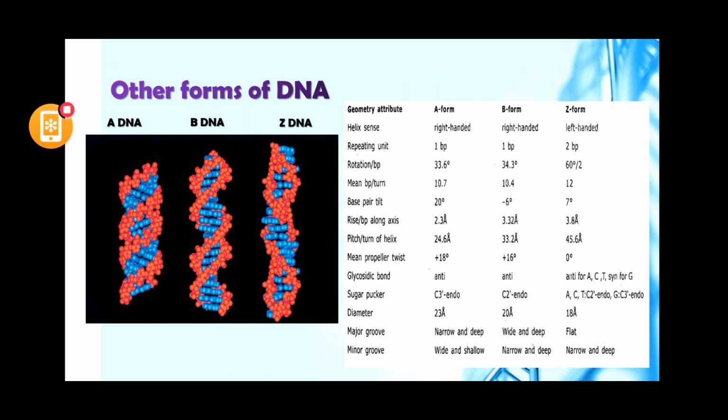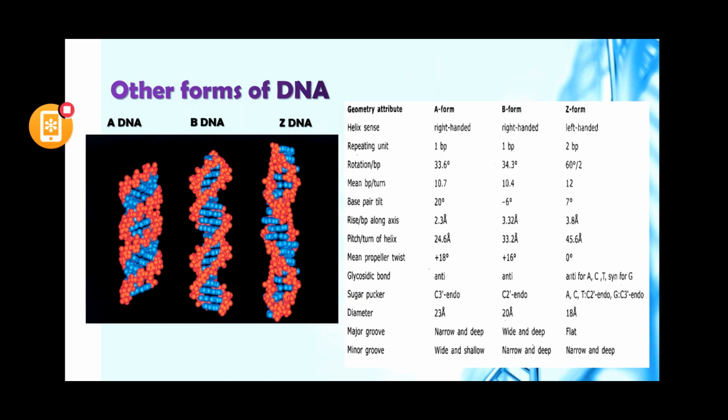Then we can see the differences in the major groove and minor groove. In the A form, the major groove is narrow and deep, and the minor groove is wide and shallow, while in the B form of DNA, the major groove is wide and deep, and the minor groove is narrow and deep. You can see in the figure on the left side the major and minor groove differences in the A form and B form of DNA. There is also some similarity: both are right-handed helical structures. So this is about the A form of DNA.